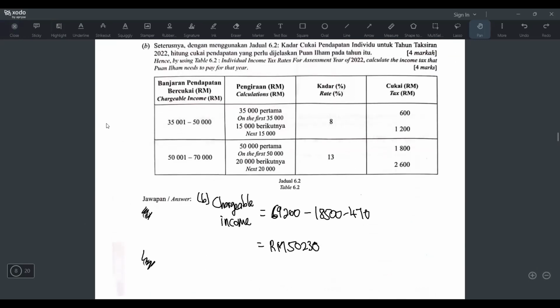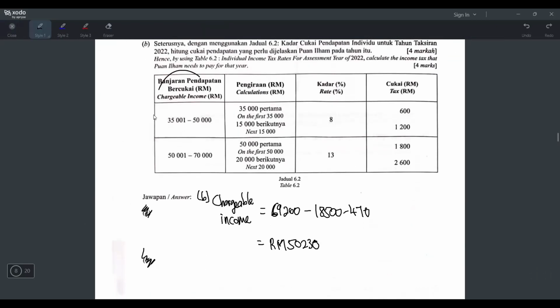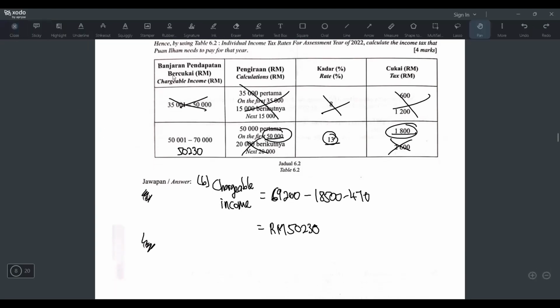Right? Okay, so now I'll teach you how to baca the table. So first you will look at this column. This column says chargeable income. So your chargeable income is 50230. So it belongs to this bracket. Yeah, 50,000 to 70,000. Okay, so kita tak tengok yang ni. We tengok yang bawah ni, 50230. And we only focus on these three values. Yang lain semua tak payah tengok. Oh, by the way, this 13 is for yang berikut. Okay, so after you focus on these three values, you can dapat your cukai dasar already.